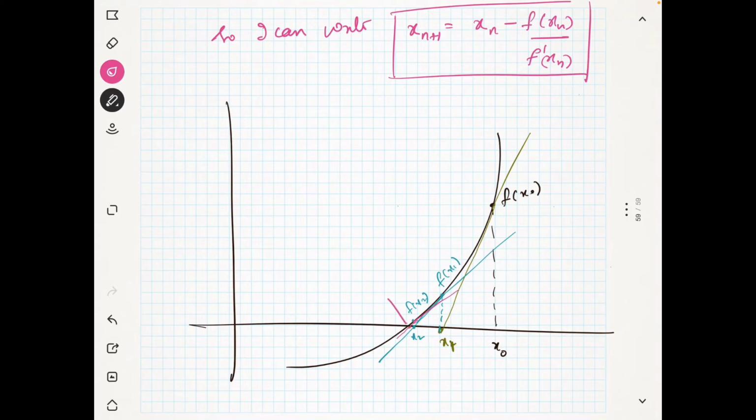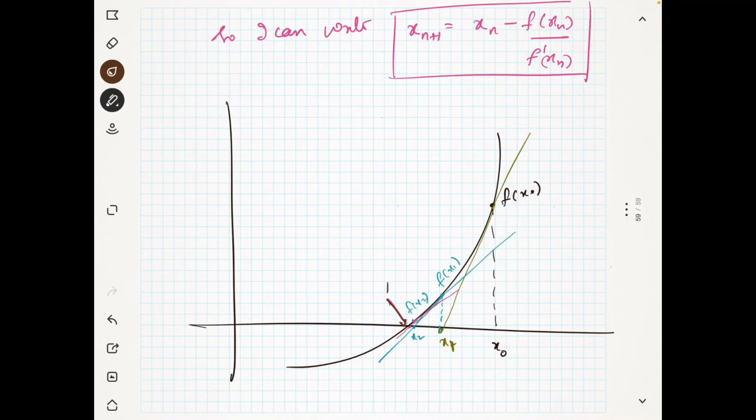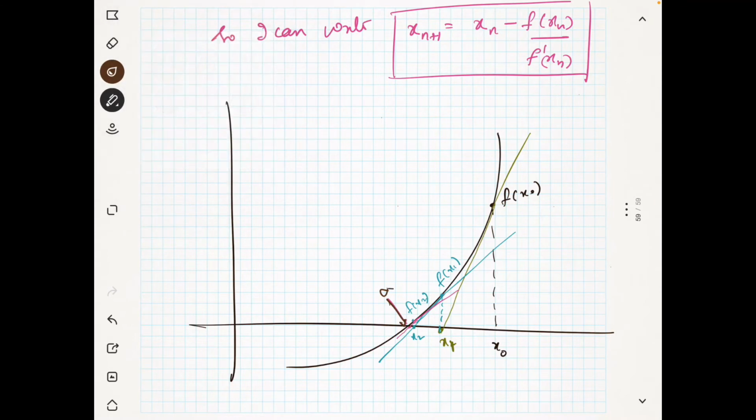And where is my original solution? My original solution, the actual root, is here, alpha, not infinity, it is alpha. Okay, so my actual root is alpha. So I am moving towards the alpha. Now you see what is the error. I can say this point is alpha. Okay, this point is alpha. I will mark it here itself.